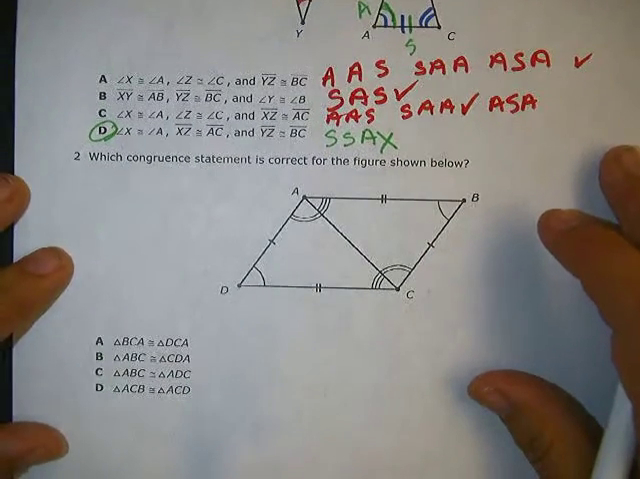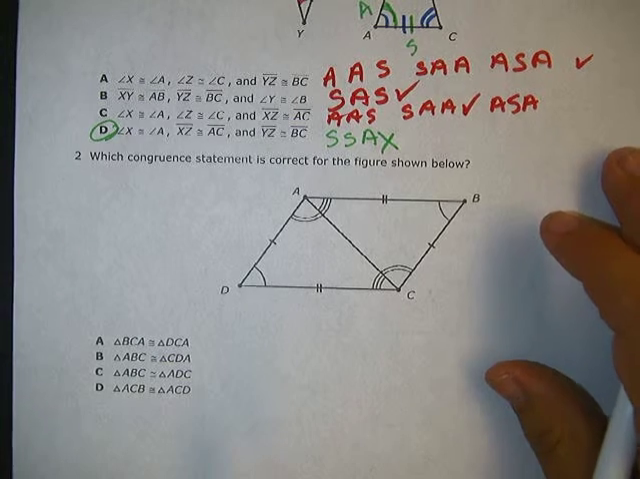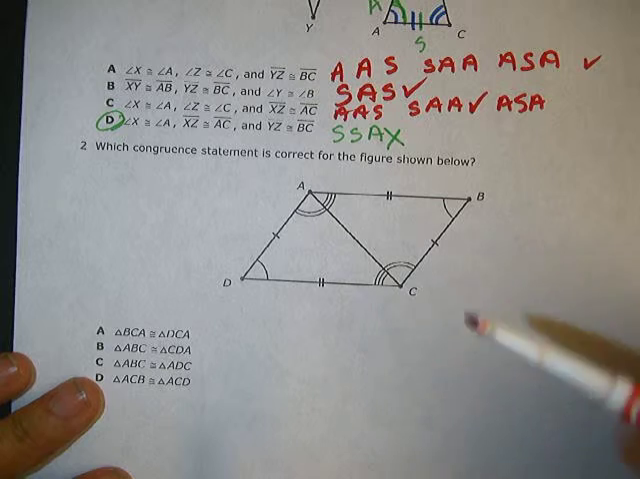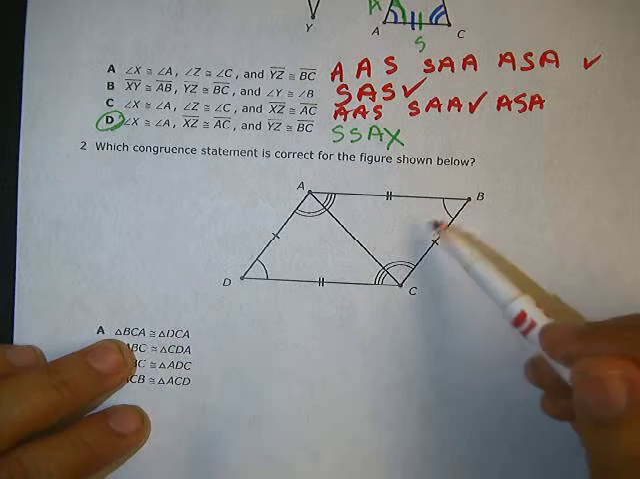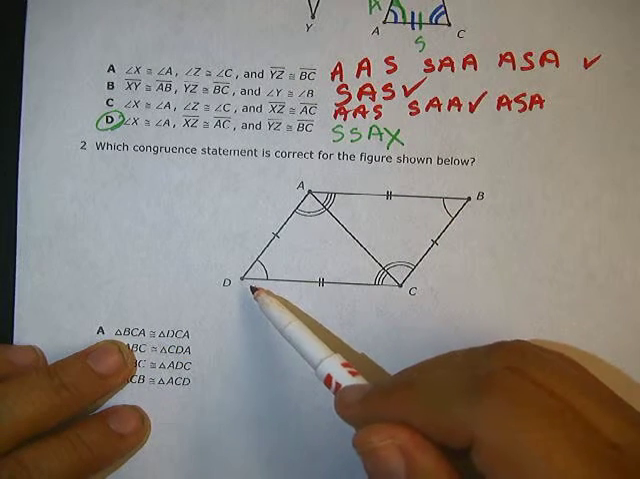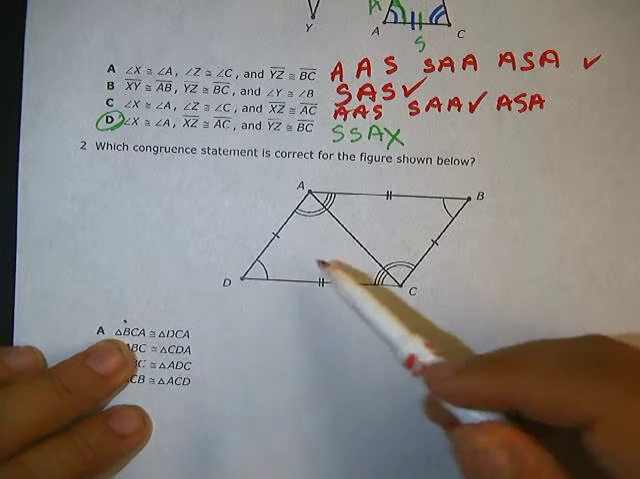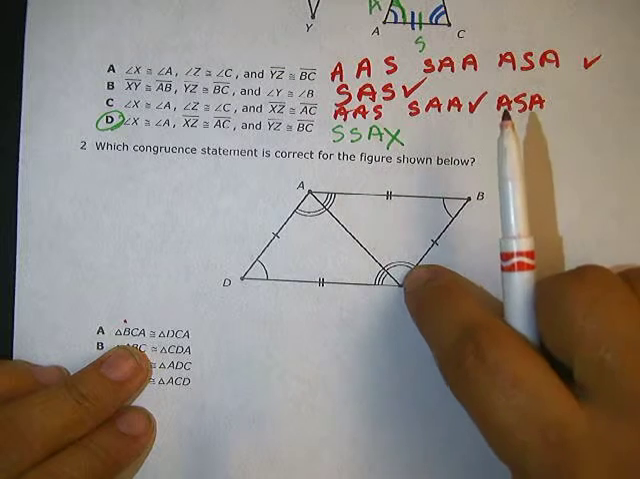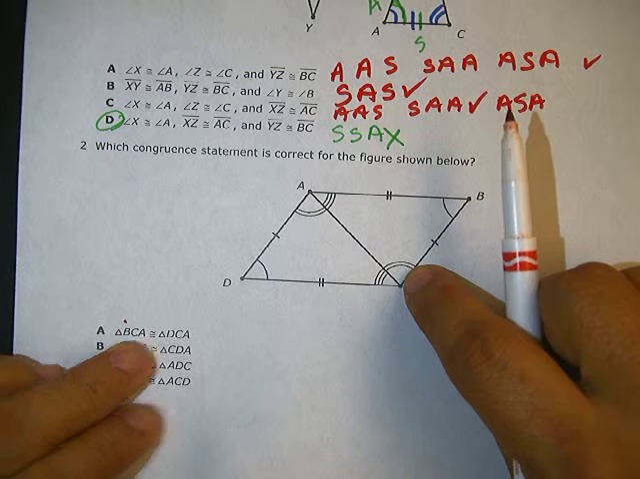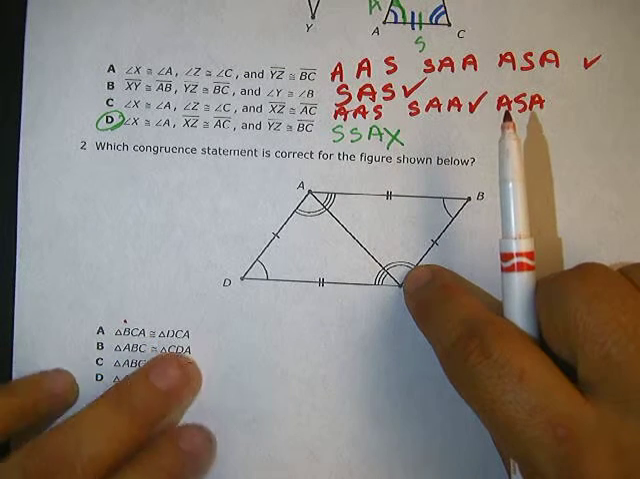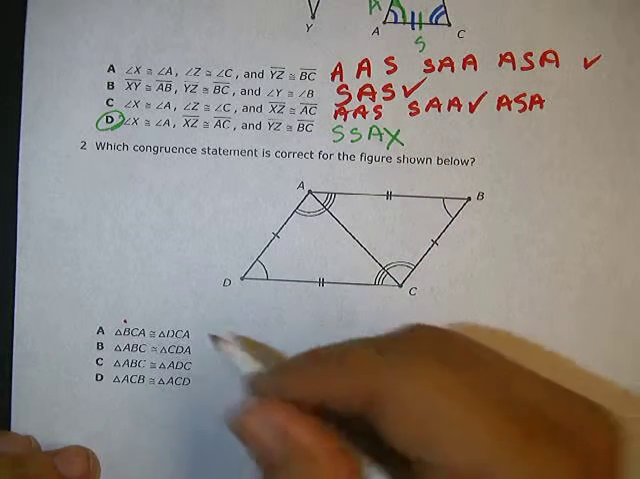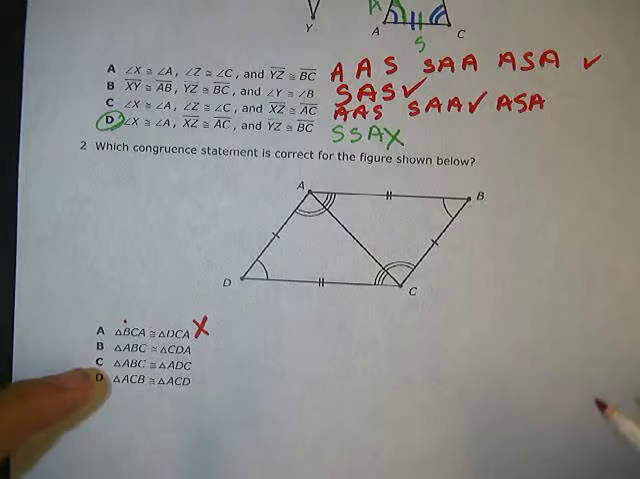Now looking at this problem, which one is correct for the figure shown below? It's use the arc marks on the angles to help you keep track. So here we have angle B goes with angle D. Those both have one mark, so that's okay. Angle C on the B triangle, so this 2 arc mark, goes with angle C on the other triangle. Those are 2 different arc marks. That will not work, so I put an X on that one.